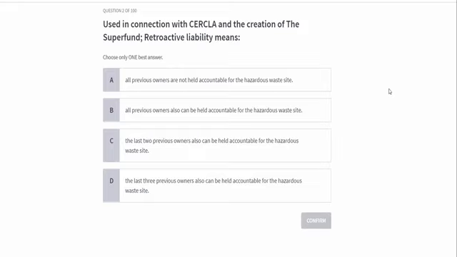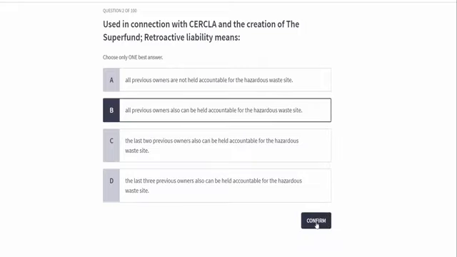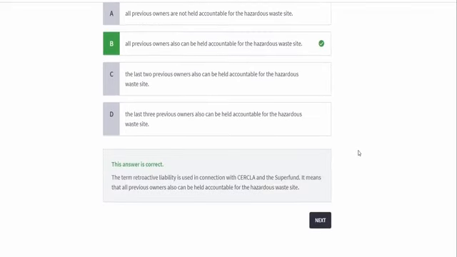Alright, so hopefully you guys came up with your answer on this one, and obviously hope it's the correct one. So what is the correct answer for this one? Well, it's going to be B. That's right, it's all previous owners. Again, that's all previous owners.